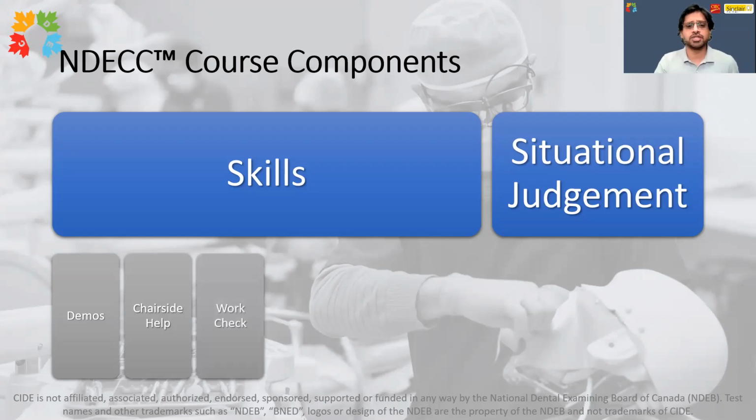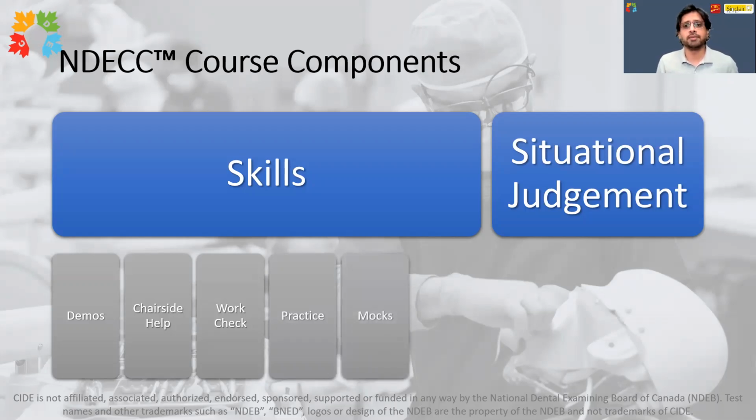Following this comes the work check component. Of course, the practice component, which is the hard work that you need to put in, the mocks, and all this being in class, also very importantly, having an online component of the training. So these are the components of the skills program.